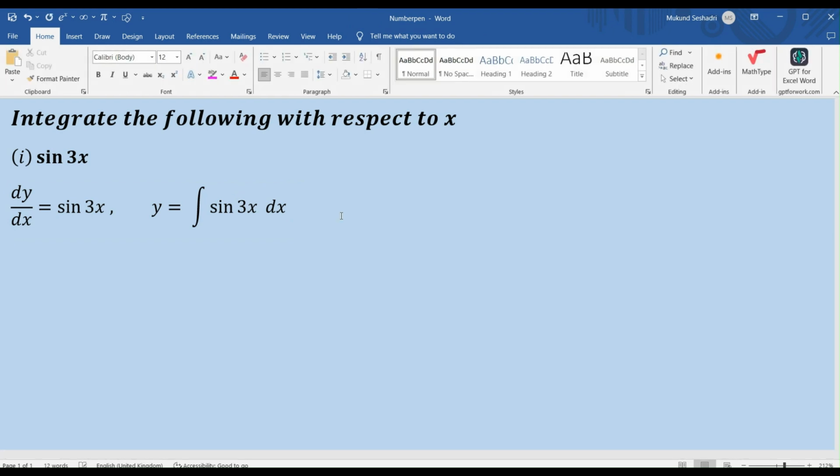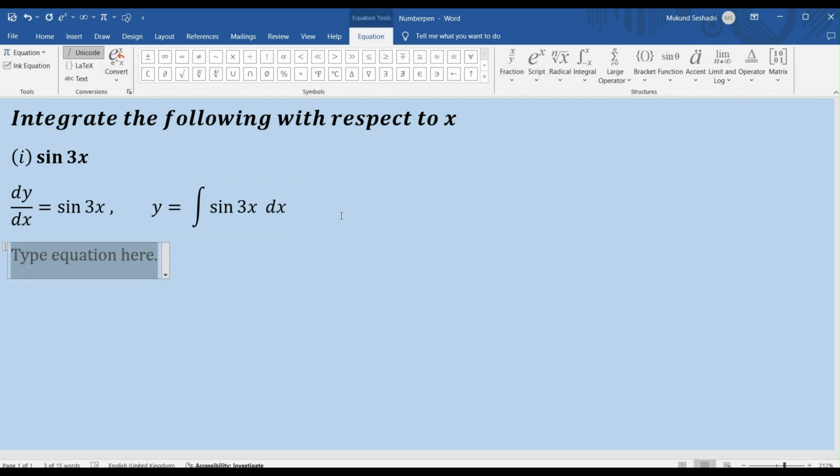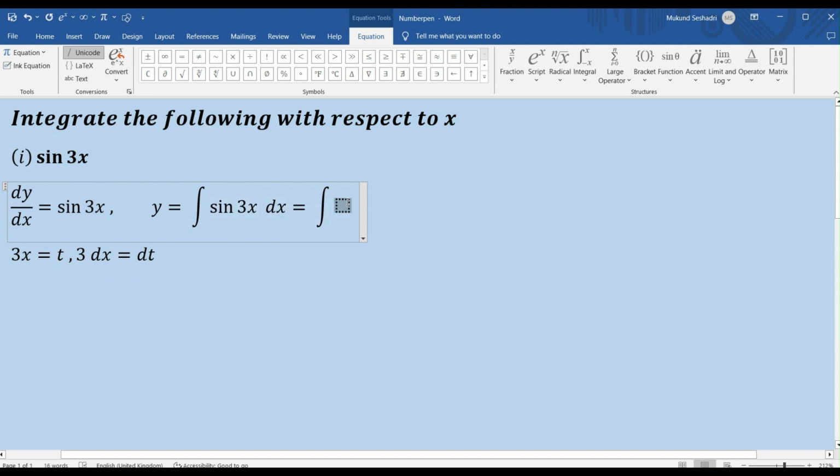So the point here is, what is that substitution? It's a very simple substitution. 3x equals t, which means that 3 times dx equals dt. So what is my dx? My dx is dt by 3. I put back everything in terms of t in the above expression, and I have sine t times my dx, which becomes dt by 3, and therefore I pull out my 1 by 3.